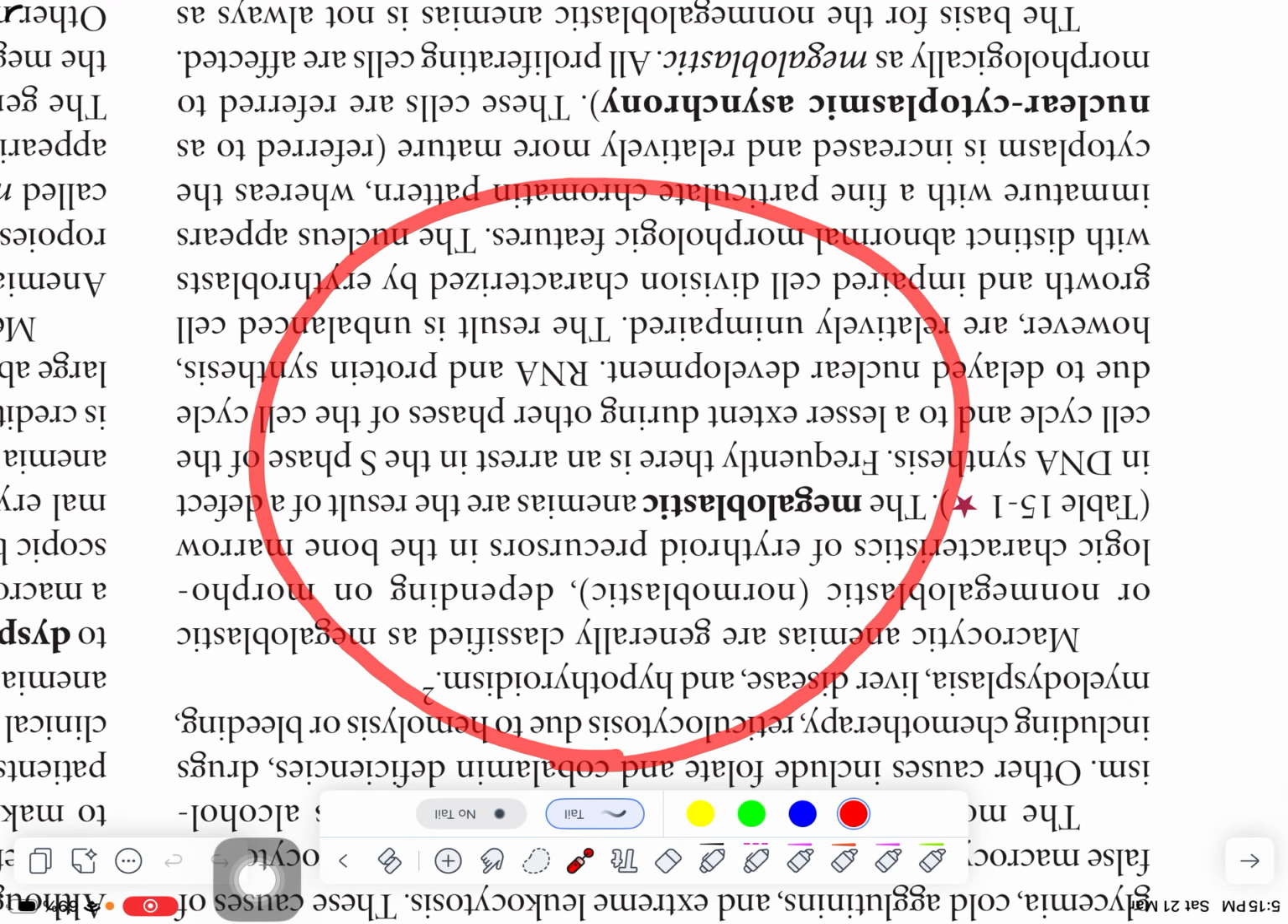Macrocytic anemias are generally classified as megaloblastic and non-megaloblastic, that is normoblastic, depending on the morphological characteristics of erythroid precursors in the bone marrow. Megaloblastic anemias are the result of a defect in DNA synthesis. There is DNA, right? Because of the defect in DNA synthesis, there are big blasts, megaloblasts. Frequently, there is an arrest in the S phase. S phase arrest is there, and DNA synthesis defect is there.